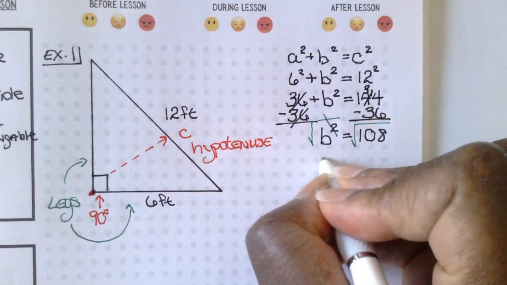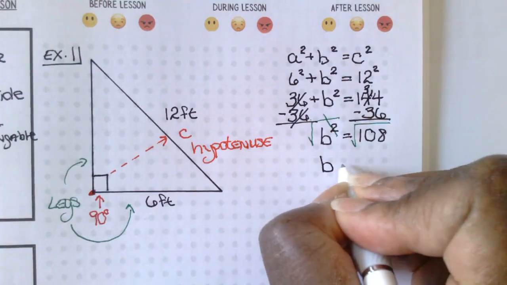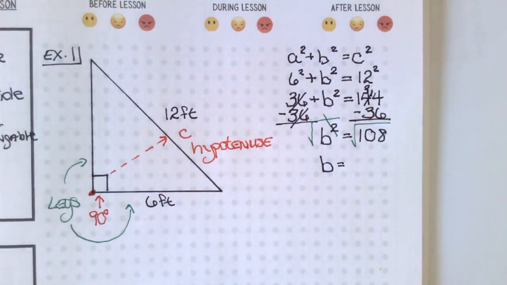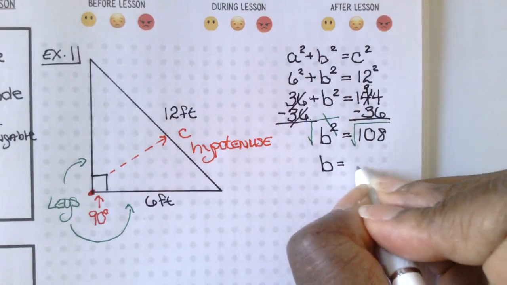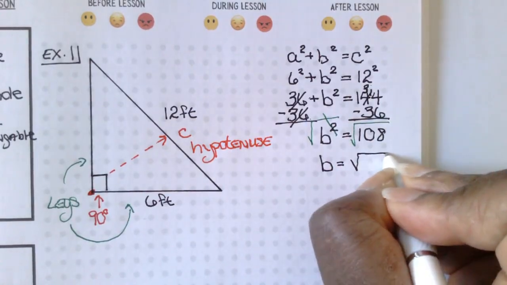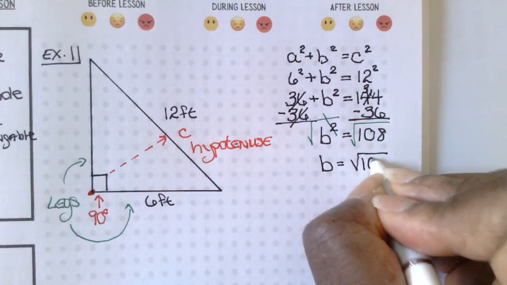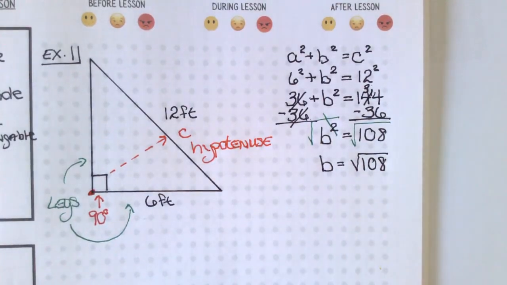So now we have our b. So I can bring down my square root of 108.